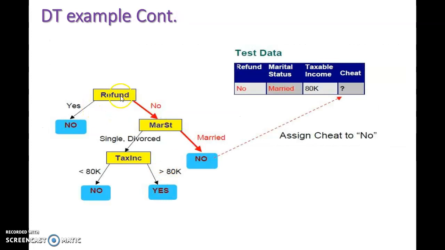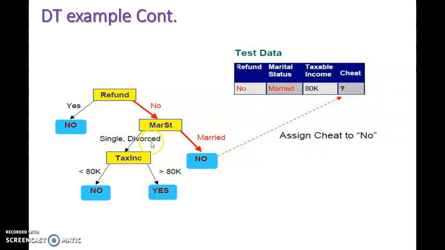Here, refund. According to the decision tree example, refund yes and no. Suppose no. You are given the test data: refund no, marital status married, taxable income 80k. Then cheat or not cheat? According to refund no, then marital status married. Married leads to no, so you can assign it as not cheating.